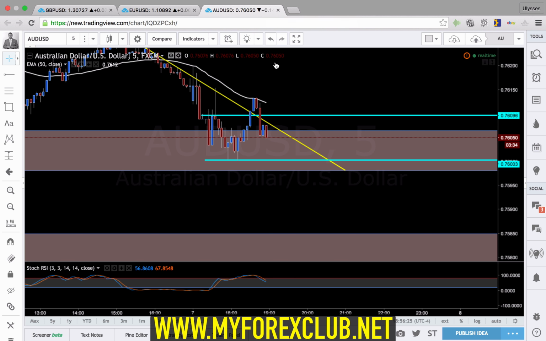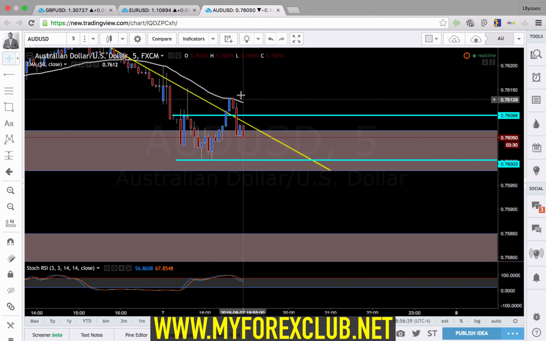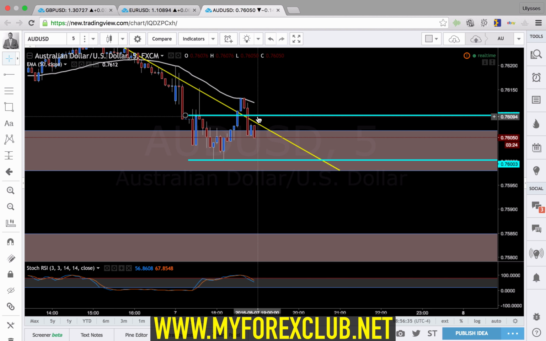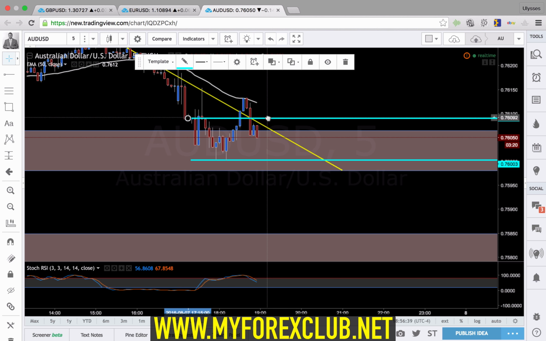This is Ulysses here, and as we are recording, or as I was recording, we did have a breakout here, and it kind of dipped right back down into structure. So right now I'm just kind of pinpointing where my entry is going to be.